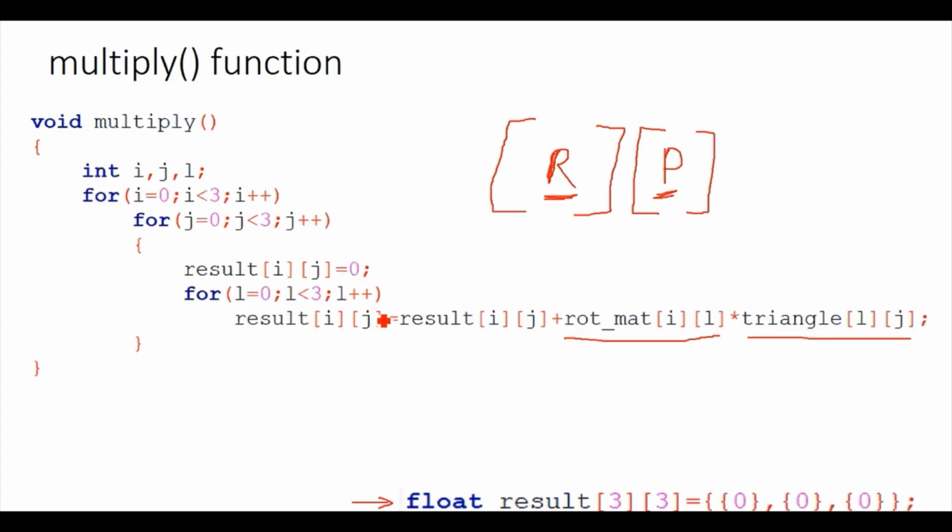So this multiplies and stores the result of multiplication in the result matrix. Now what is my result matrix containing? The result matrix contains the object coordinates after rotation. After what kind of rotation? It depends on what the rotation matrix contains. It can be rotation around a fixed point or it can be rotation around the origin.